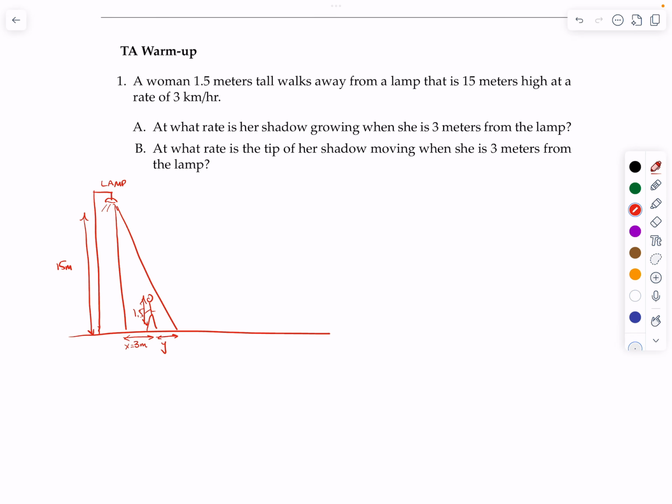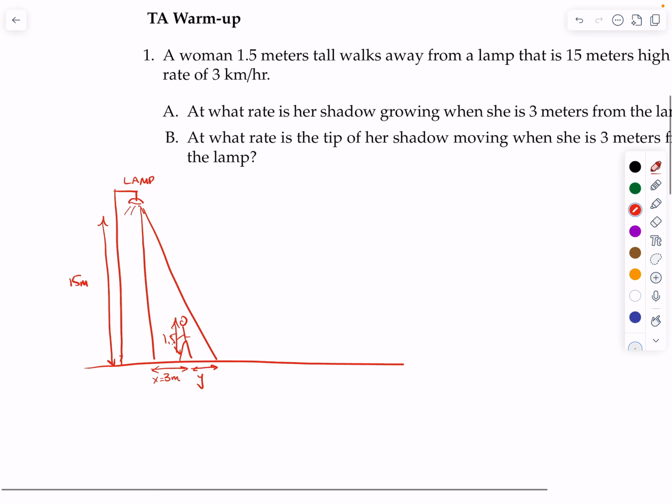Okay, so in this poorly drawn picture, we have a woman who is 1.5 meters tall and walking away from a lamp that's 15 meters high. And the rate at which she's walking is 3 kilometers per hour.